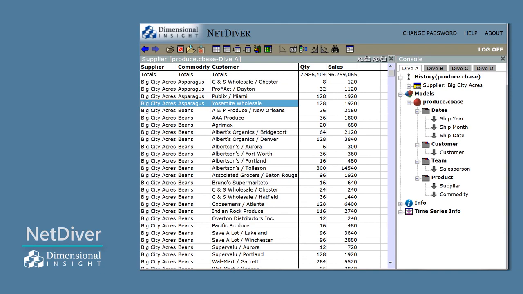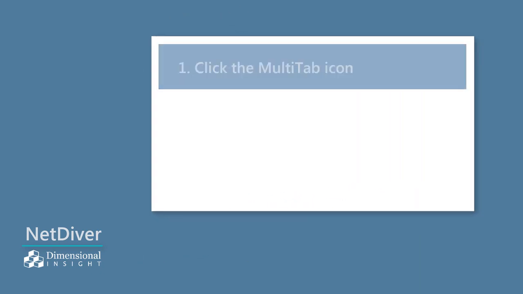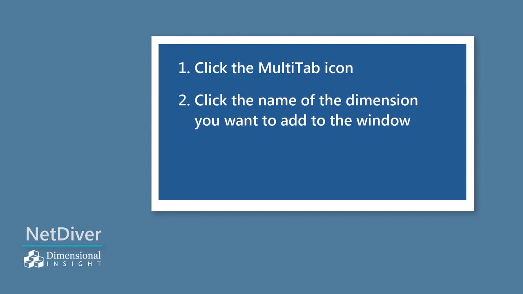So that's how you create a multi-tab view of your data. You click the multi-tab icon and then click the name of the dimension that has the information you want to add to the window.